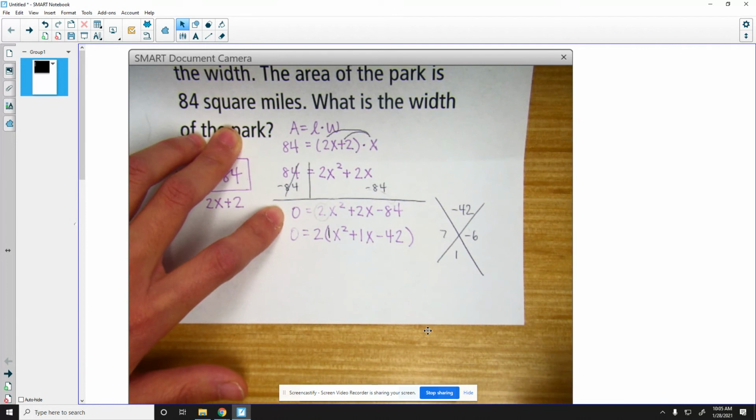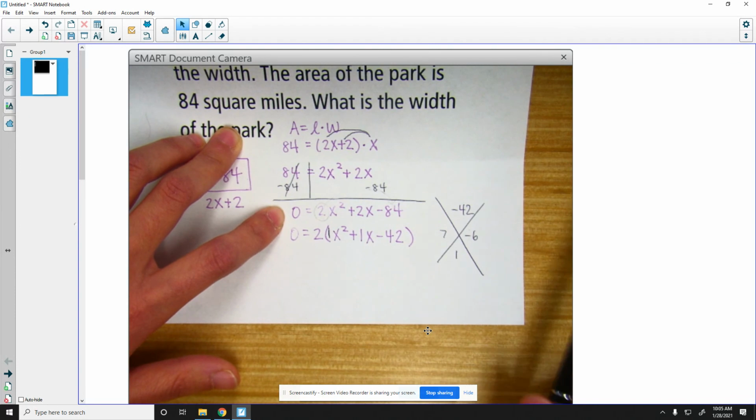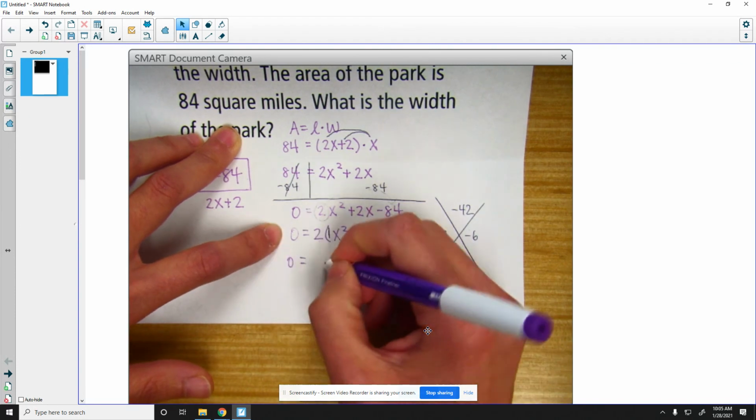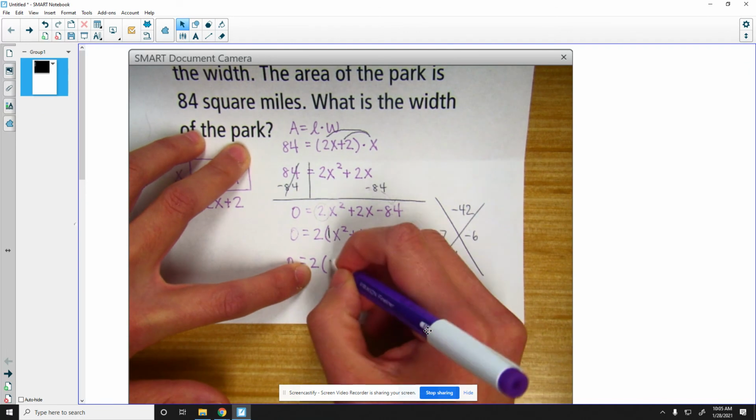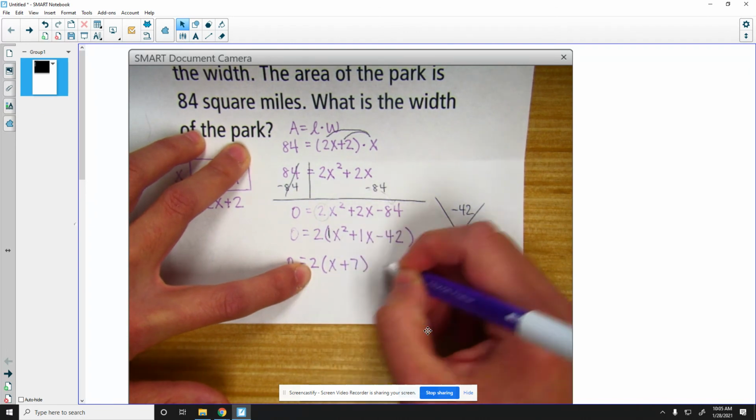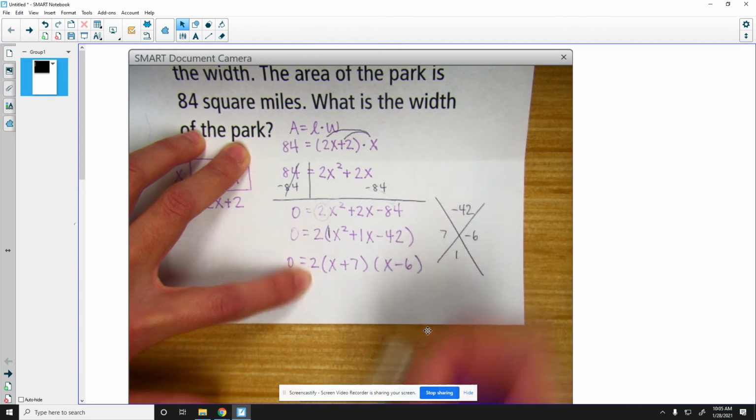And if your facts are not that fresh in your brain, that's okay. Use a calculator. It'll just take you 30 seconds longer. All right, so I have 0 equals 2, parentheses, right? Don't forget about that too. x plus 7, x minus 6.